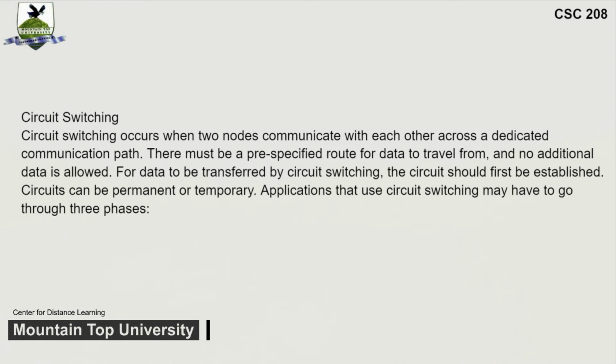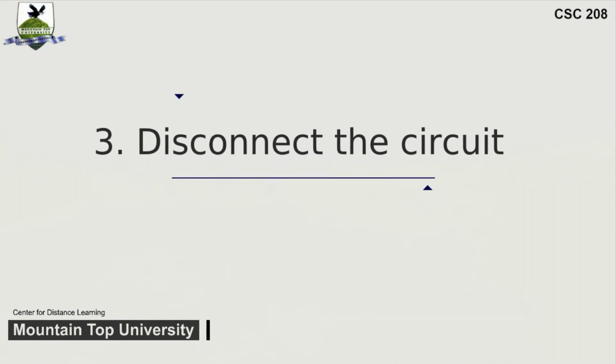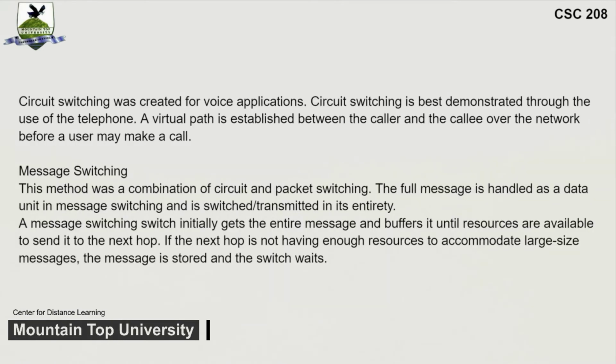Applications that use circuit switching may have to go through three phases: 1. Establish a circuit. 2. Transfer the data. 3. Disconnect the circuit. Circuit switching was created for voice applications. Circuit switching is best demonstrated through the use of the telephone. A virtual path is established between the caller and the callee over the network before a user may make a call.